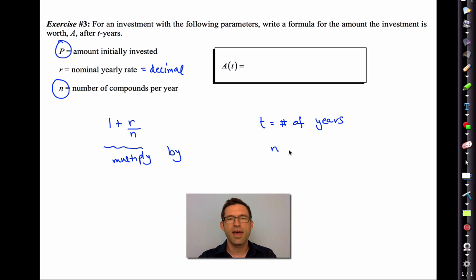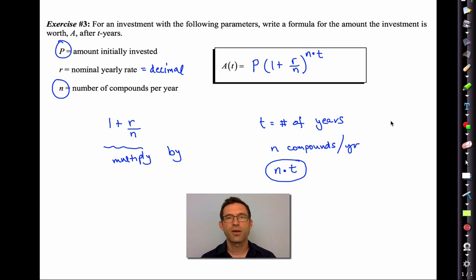But I'm doing n compounds per year. So I'm going to compound it n times t. So when n was 12, we got 12 times t, or in that case, t was 20 years. So here's my final formula. A of t is equal to the principal times 1 plus r divided by n, all raised to the n times t. And there it is.